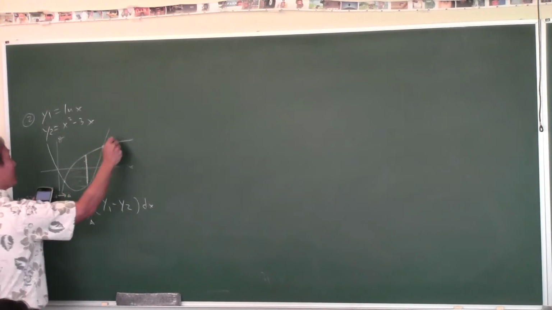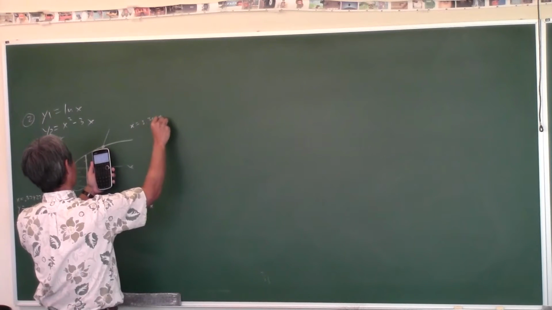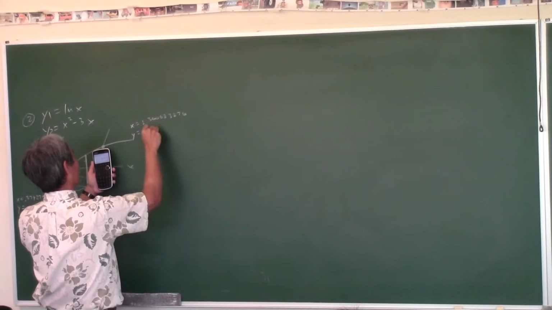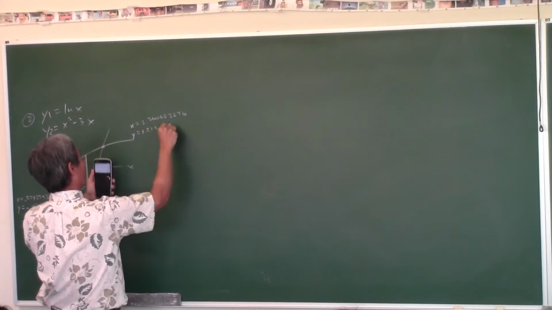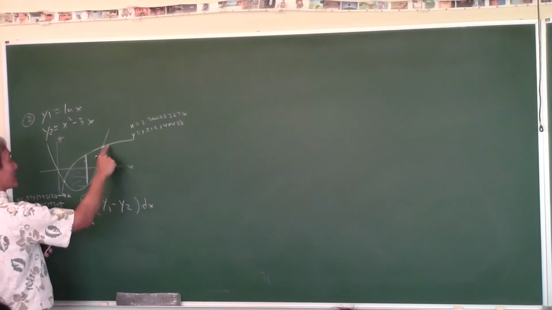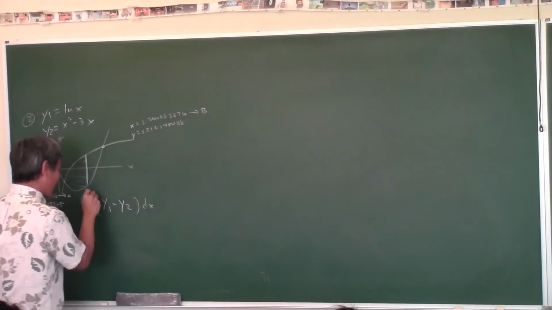So this point of intersection is x equals 3.3606838876, y equals 1.2121444488. So since I'm doing the integral in terms of x, I want to store this x value into B so that I can just put B there.